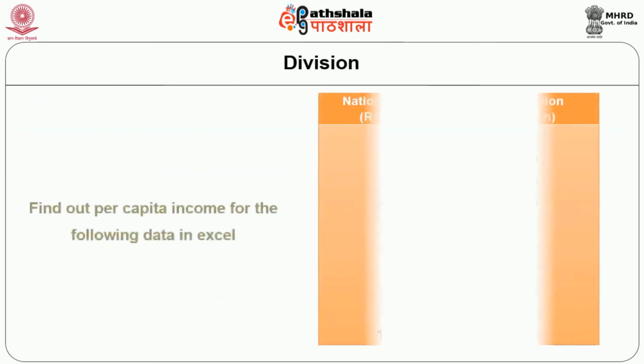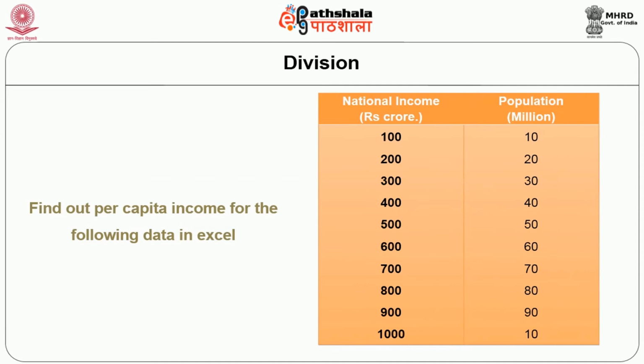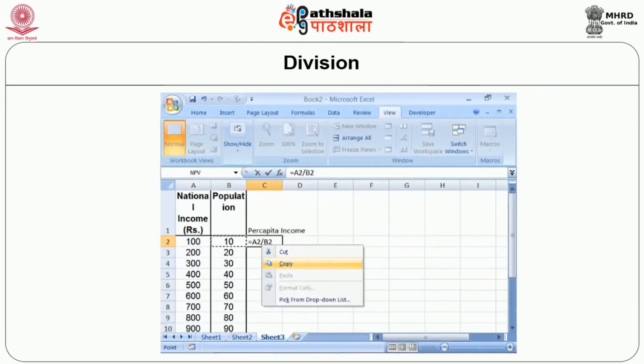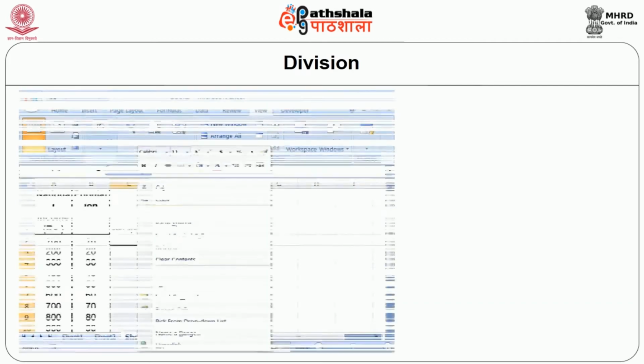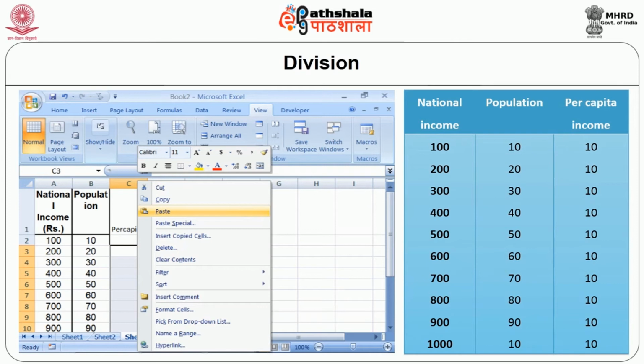Then division. Find out the per capita income for the following data in Excel. Procedure: open the Excel sheet, enter the title national income in cell A1 and values from A2 to A11. Enter the population in B1 and enter the values B2 to B11. Then enter the formula in cell C2 as A2 divided by B2. Press enter. Then values will be displayed in cell C2. Then drag from C2 to C11 to get the other values.